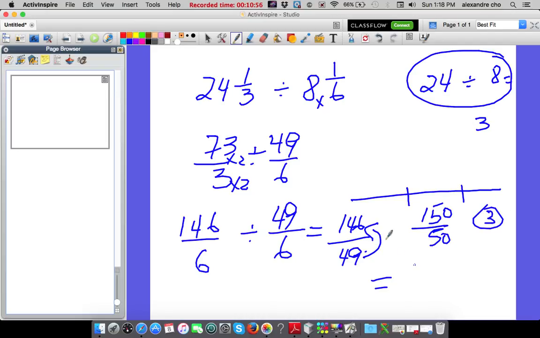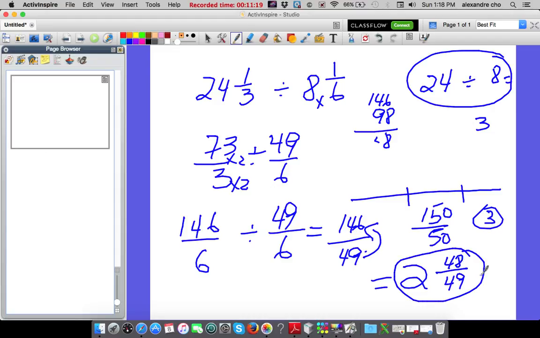About 3 times. You can change this to a mixed number. I'm just being really lazy. 49 goes into 146 two times with 98. Hang on a second. 146 minus 98 is 48. 48 left over 49. See? This number is very, very close to 3. So our estimate will be 3, which is letter A.